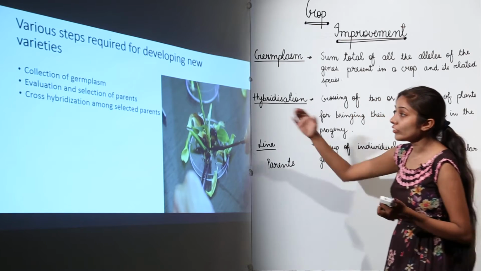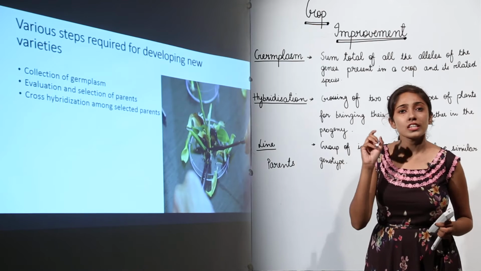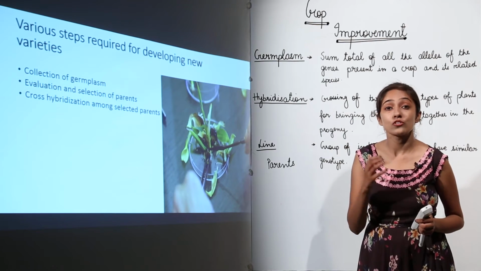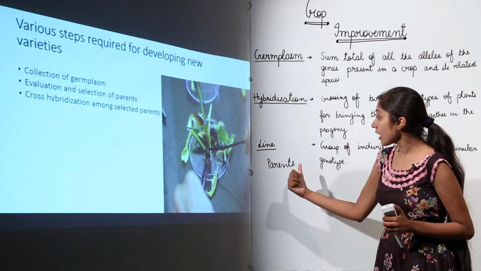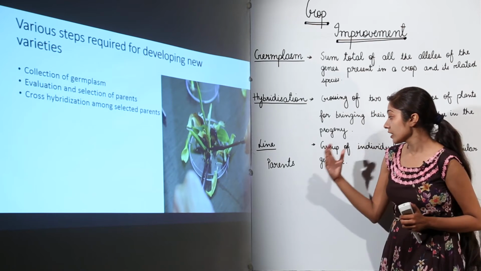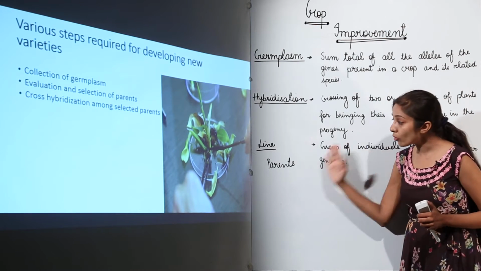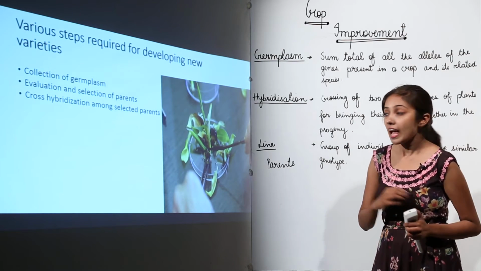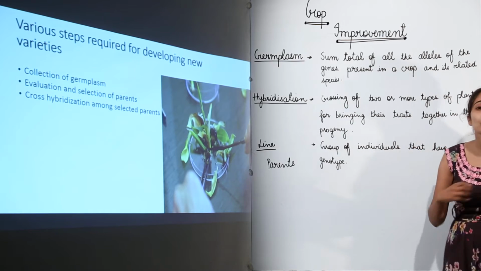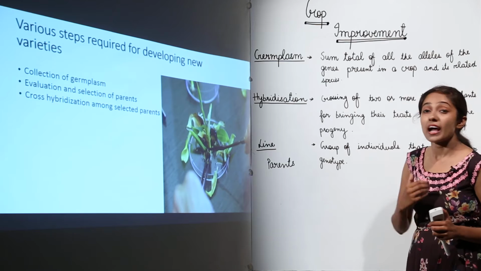As I told you earlier, the second step is the evaluation and selection of parents. So you select parents on the basis of the desired traits that you want to achieve in the progeny. In the same way, we sometimes use pure line plants, meaning a group of individuals that have similar genotype. These pure line plants we call parents, and then in the progeny, after this cross hybridization, we achieve the desired traits that we want for this plant breeding program.